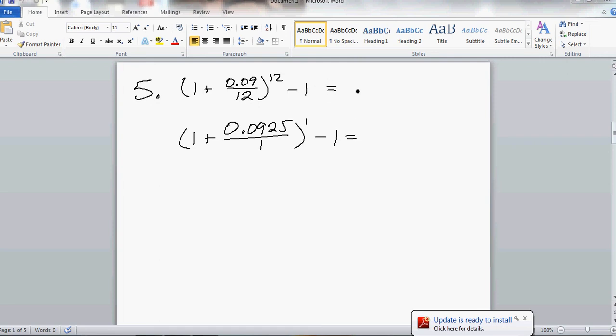This one, when we plug and chug, it becomes 0.0938. And this one is 0.0925. If it's compounded annually, the effective rate is the same as the stated rate. And so the better one is this one, which was the monthly compounding.